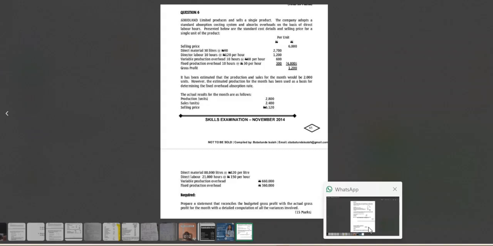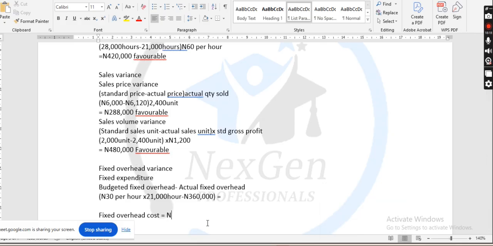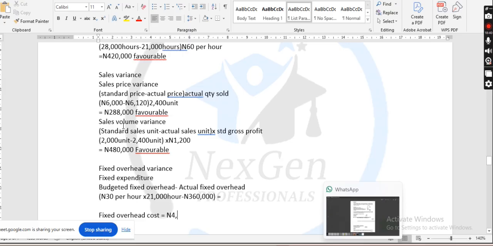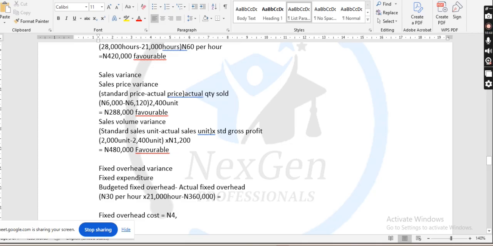It is 4,800 naira per 4,000 units. It's 300 naira per unit. That is the combination of variable cost and fixed cost. The fixed cost is 300 naira per unit, right?